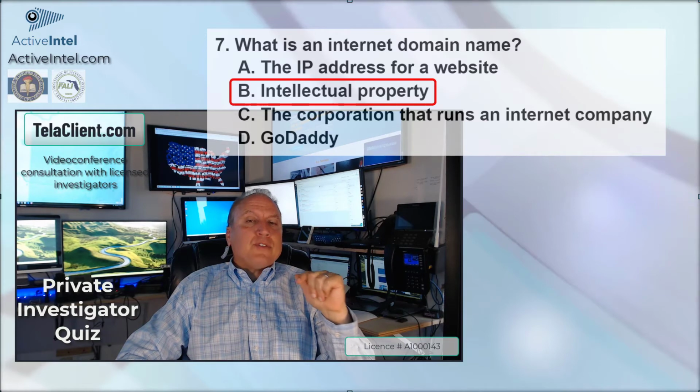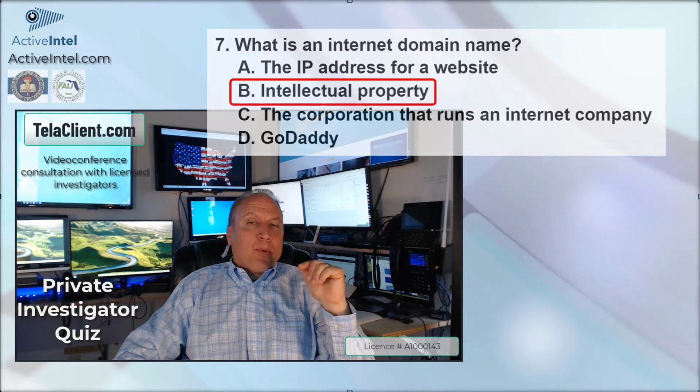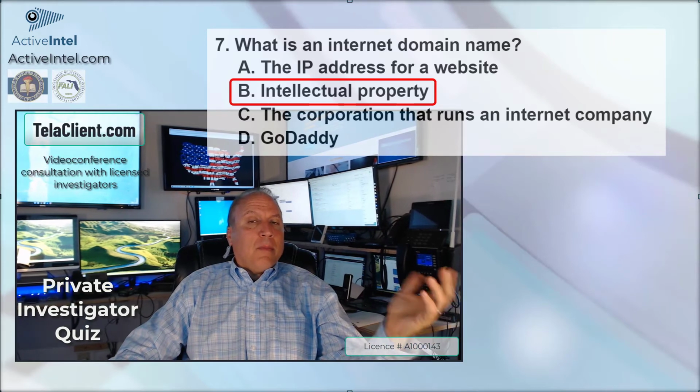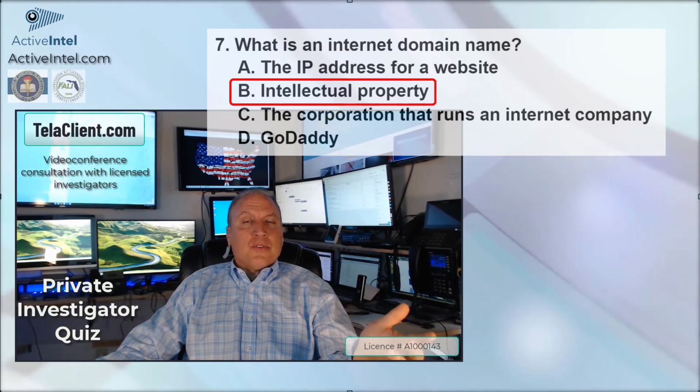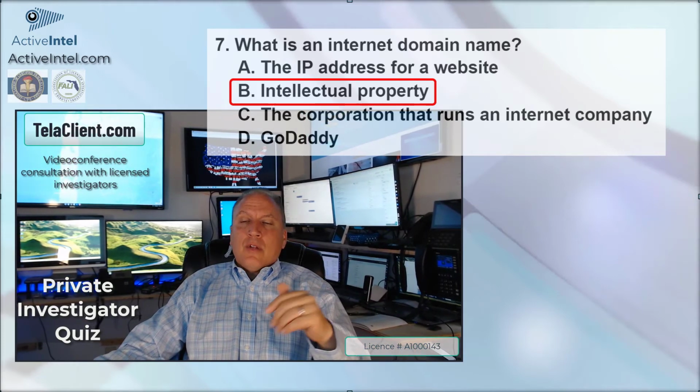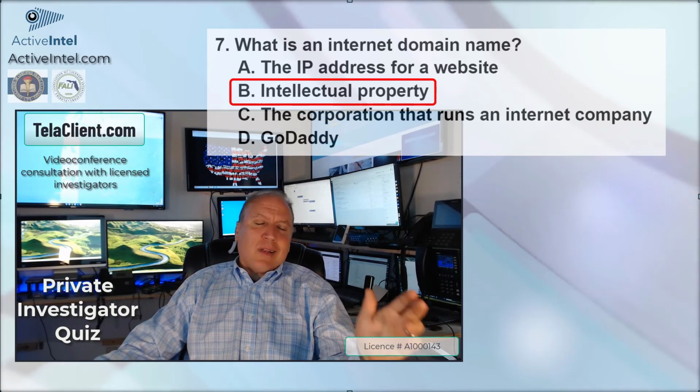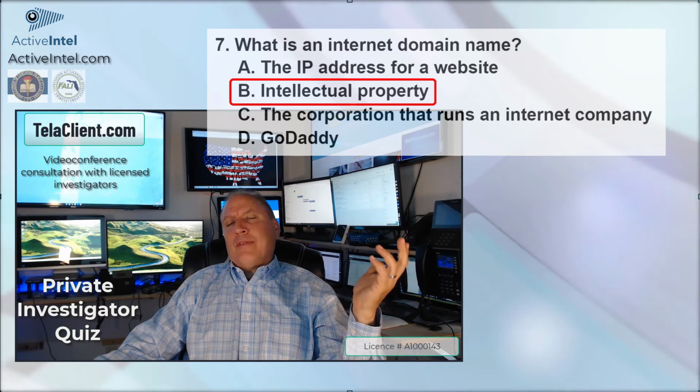Why is it important to know about where those are registered? Because if you're doing an asset search, one of the most valuable assets that a person has is their domain name. It may not be valuable to you as a creditor, but that person probably doesn't want to lose their domain name. So if you're doing an asset search, don't overlook that name. You might think, well, it's only $10 a year. I can't do anything with it. It's not any value to me.